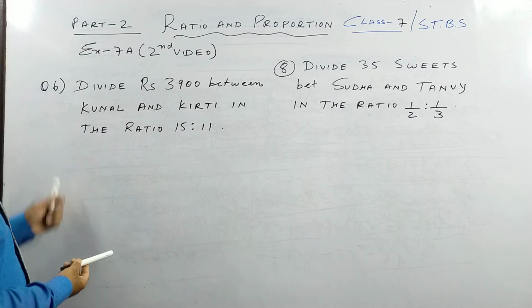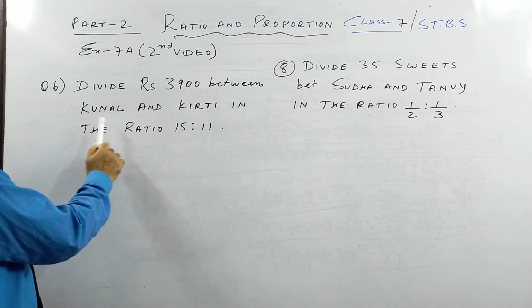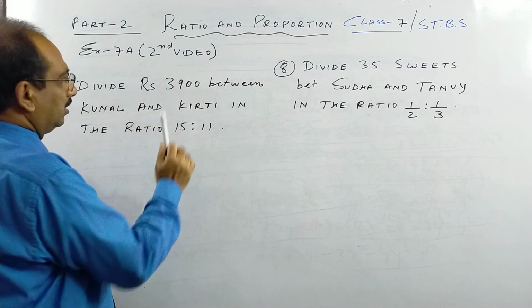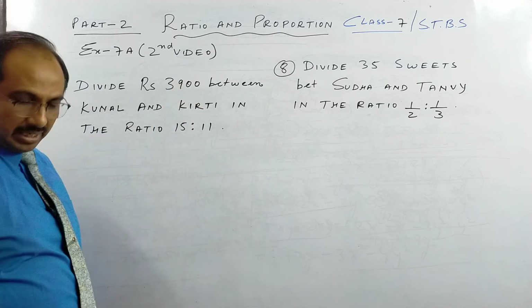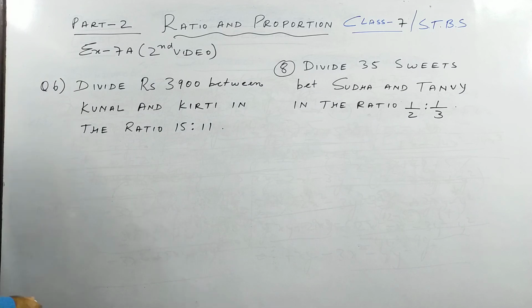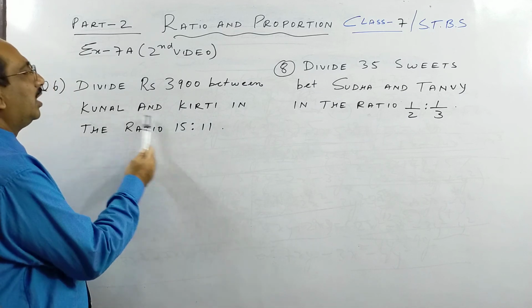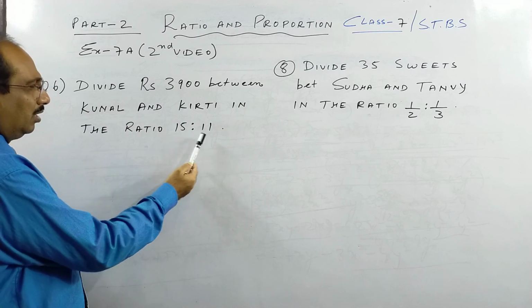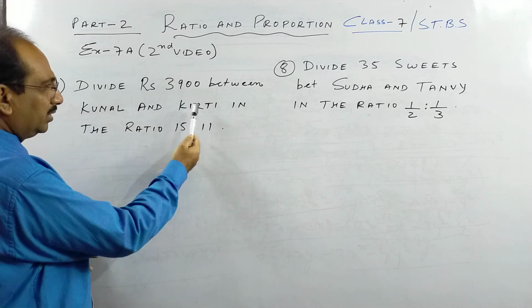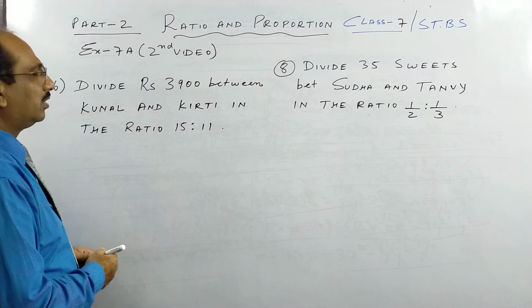So here we start. Divide these rupees. There were two friends, Kunal and Kirti. They had got 3,900 rupees. Here you see Kunal may have worked more than Kirti, so he will get 15 is to 11, which means if he gets 15, Kirti will get 11.